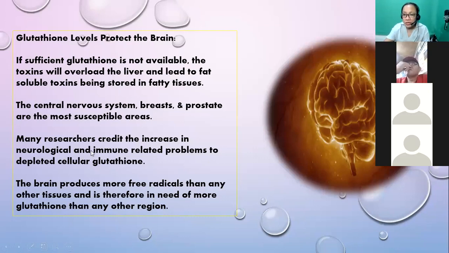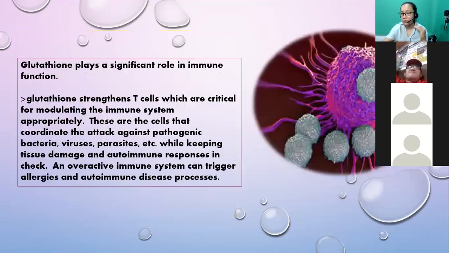functions. Now, many researchers credit the increase in neurological and immune-related problems to depleted cellular glutathione. So that's why we have to have a sustained supply of glutathione in our cells. The brain produces more free radicals than any other tissues and is therefore in need of more glutathione than any other region. So it is very important that we sustain the amount of glutathione in the body.